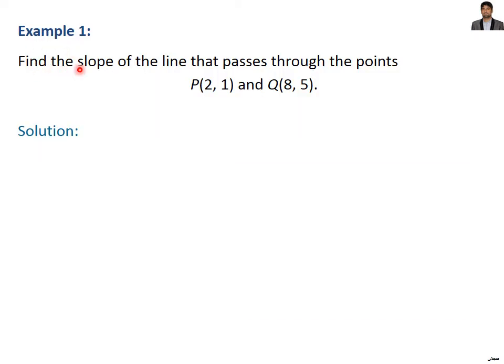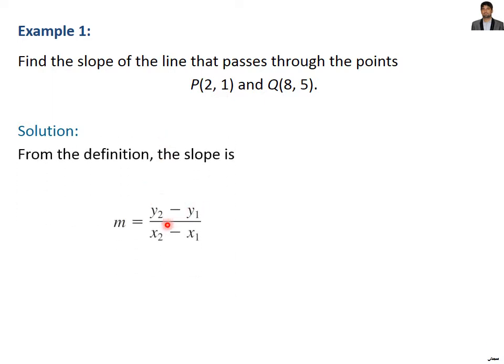Example number 1. Find the slope of the line that passes through the points P and Q. To find the slope, we have a formula which is y2 minus y1 over x2 minus x1. I assume 2 as x1, 1 as y1, 8 as x2, and 5 as y2. Simply replace the values here. 5 minus 1 over 8 minus 2. Simplify it. 4 over 6. Divide these two numbers, 4 by 2 and 6 by 2. Reduce it and we will get 2 over 3 as our final answer.